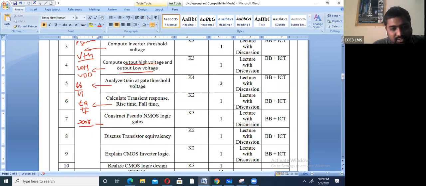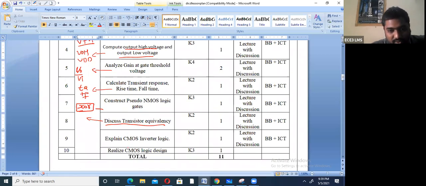So the standard question they are asking is exclusive OR gate. Construct exclusive OR gate using pseudo NMOS logic gate, and discuss transistor equivalency. Means in the pull down network, if a 5 or 6 or 10 transistor circuit is given, you have to construct it using a single transistor. So transistor equivalency also I explained yesterday.